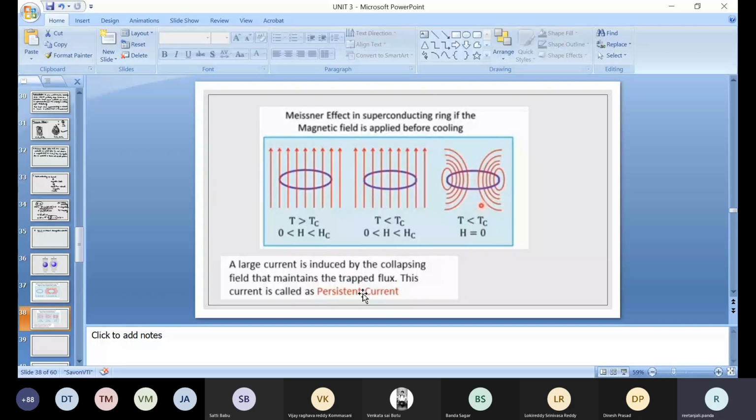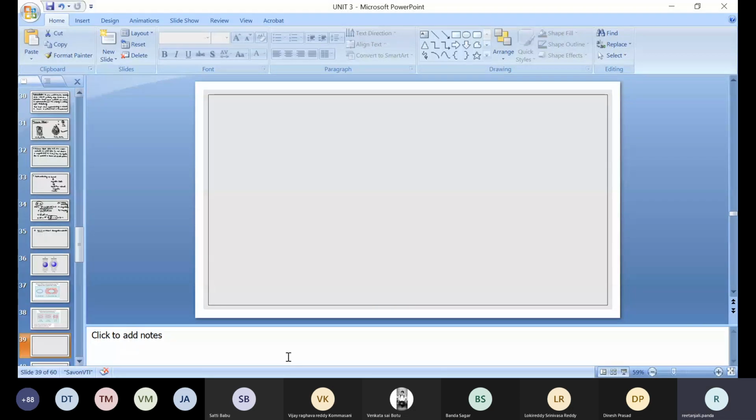Depending on this particular behavior, on this Meissner effect, we have two types of material. What are those two types of material, you can see here.